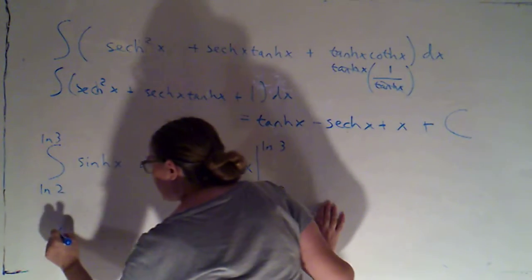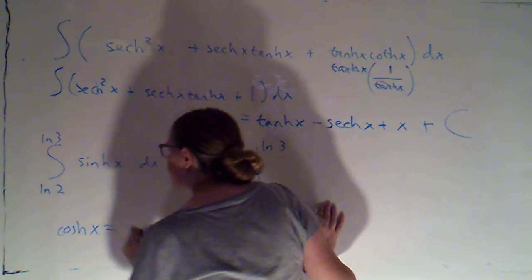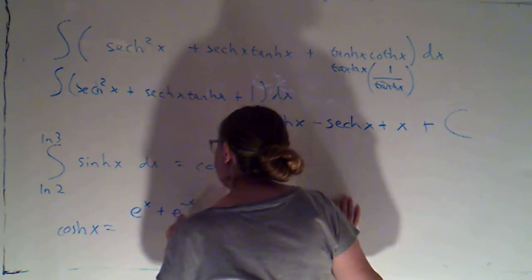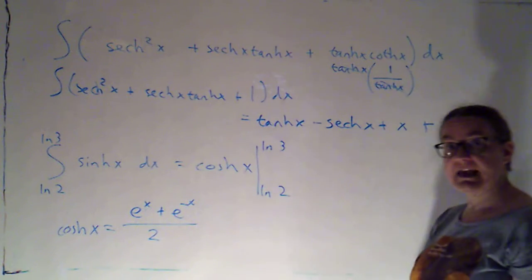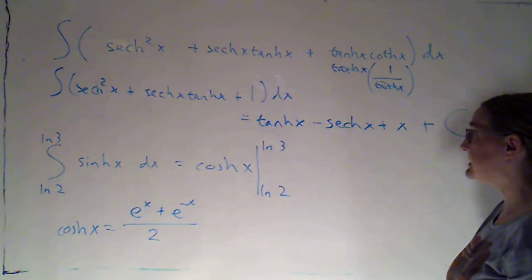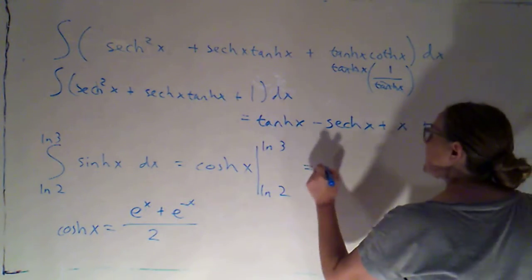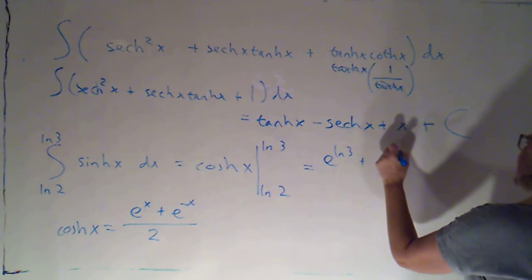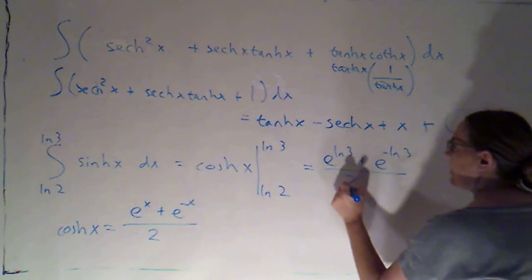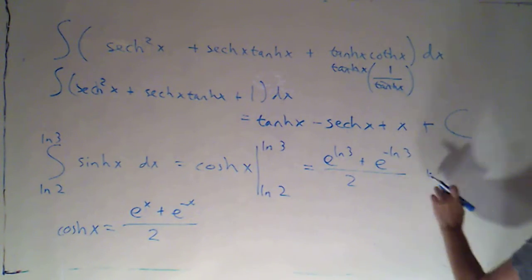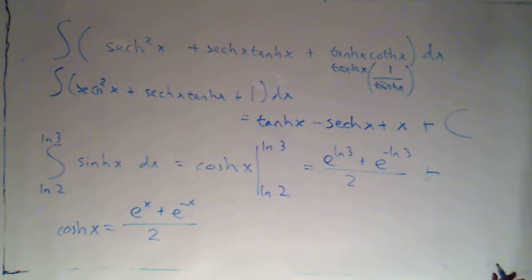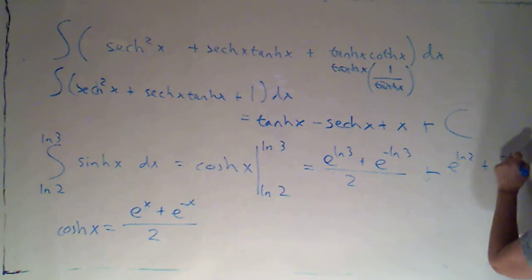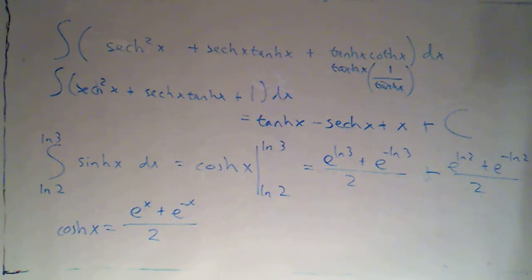So here's where I need to remember that cosh x was defined to be the average of e to the x and e to the negative x. So it's just e to the x plus e to the negative x divided by 2. So that's going to be e to the ln 3 plus e to the negative ln 3 all over 2 minus what I get when I plug in ln 2, which is e to the ln 2 plus e to the negative ln 2 all over 2.